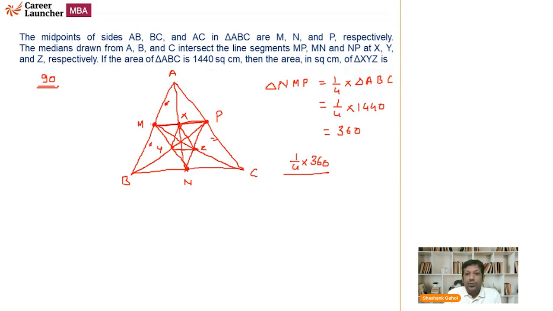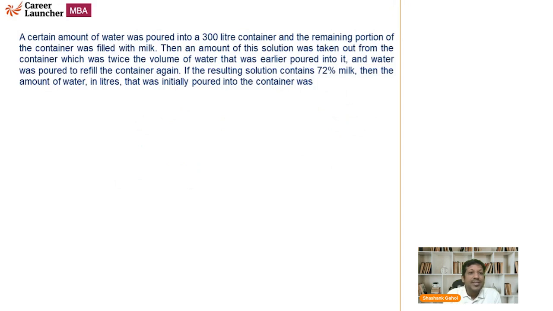Now, let's move on to the next question. Question number 16. What does it say? A certain amount of water was poured in a 300-liter container and the remaining portion of the container was filled with milk. Okay. And it was removed twice as earlier. Fair enough. So what is happening? I have a 300-liter container, and out of that, some percent of water was there, some percentage of milk. So I'm not solving this with 300 liters. Let me start with 100 liters.